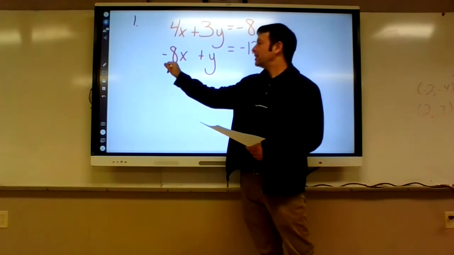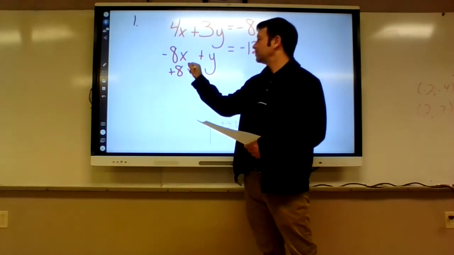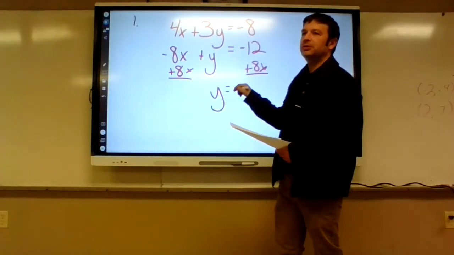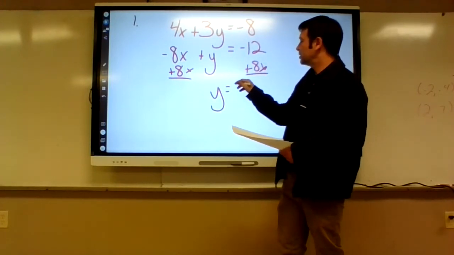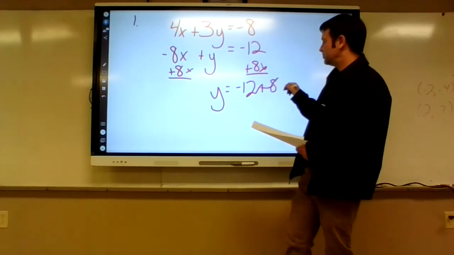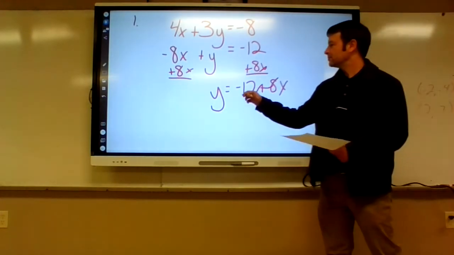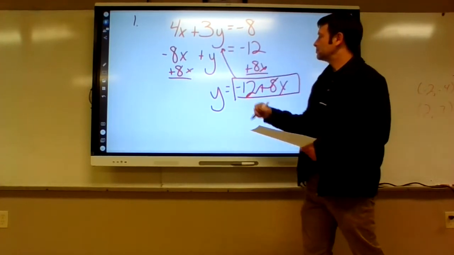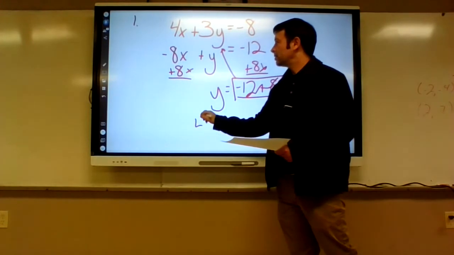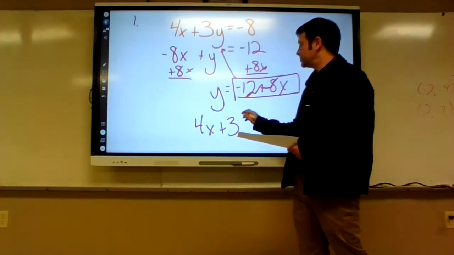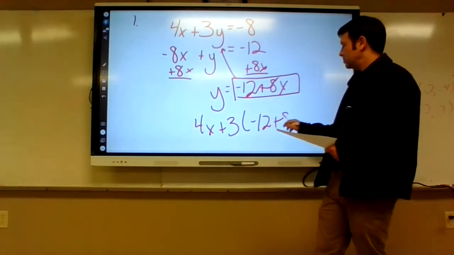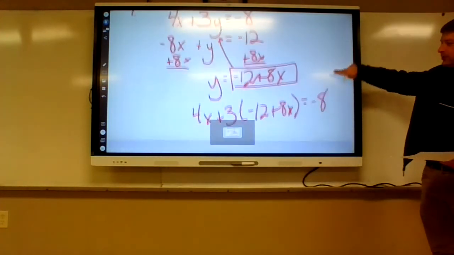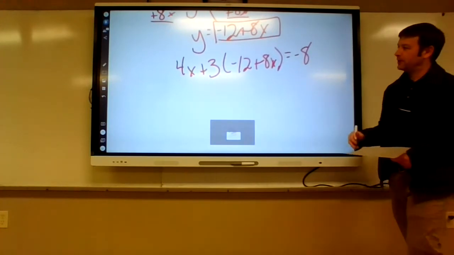Add 8x. Add 8x. Oopsie. And then it would be y equals negative 12 plus 8x. What do I do with that? And then you would put that in the 4x plus 3 parentheses, negative 12 plus 8x equals negative 8. Yeah, so I'm going to grab my first equation. And then we got kind of a normal problem from there, right? We just gotta solve that for x.